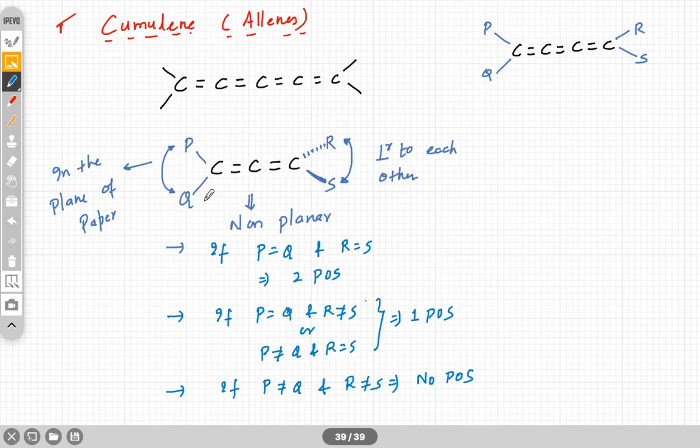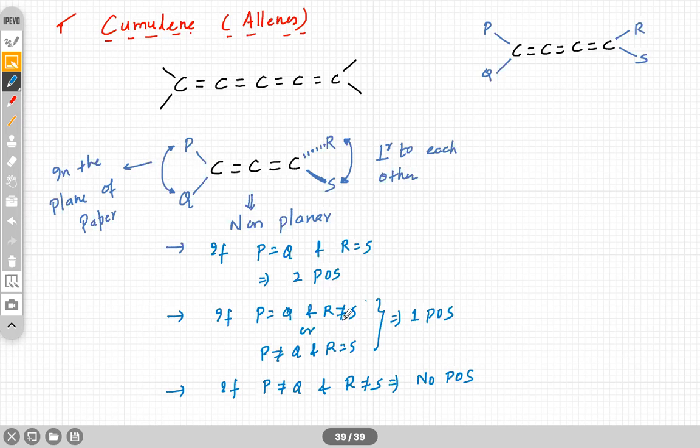Okay, if P is equal to Q and R is not equal to S, right? P is equal to Q and R is not equal to S. Then what is the plane we can say? We can consider a plane which consists of these three elements, R, C, and S. The plane belongs to these three elements. This is the mirror image we have.